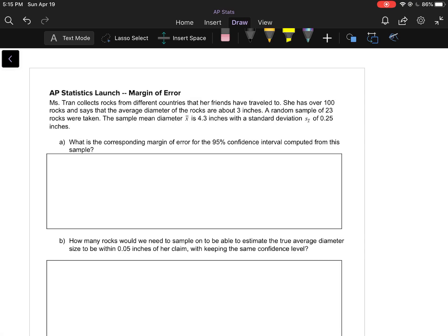So Miss Chan collects rocks from different countries that her friends have traveled to. This is actually a real story. I have a lot of rocks. You can ask me about it.